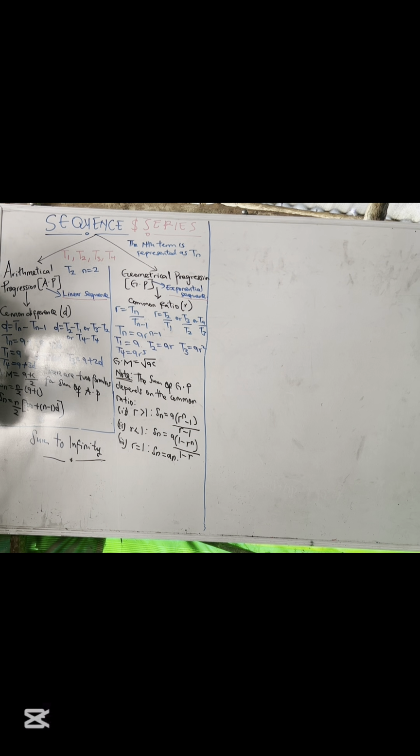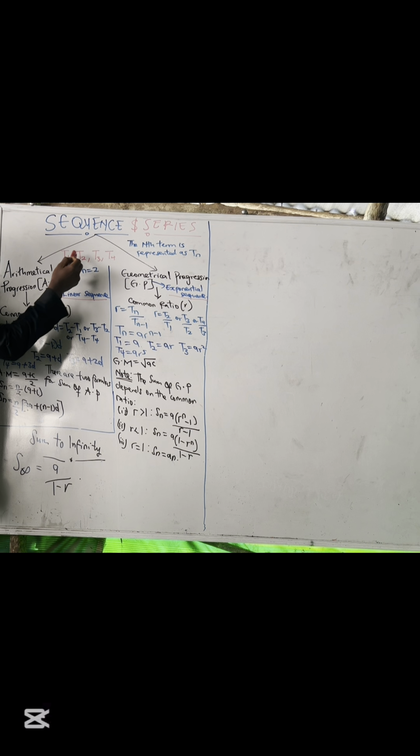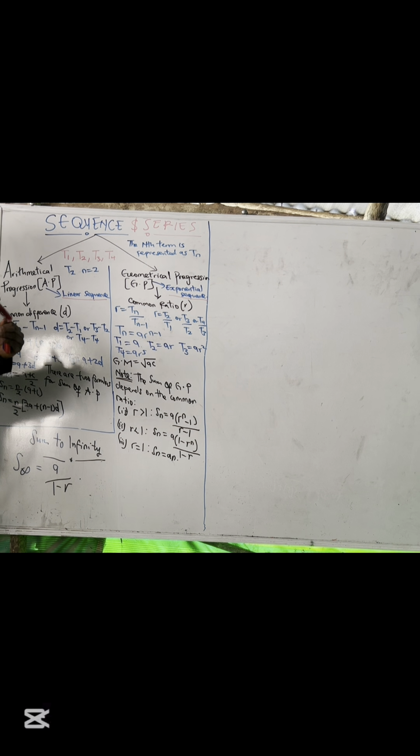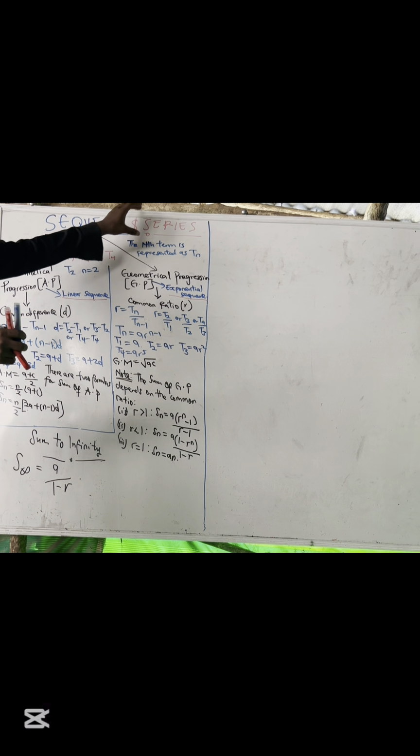And lastly, we have what we refer to as sum to infinity. The general formula for the sum to infinity, S infinity, is equals to A over 1 minus R. So therefore, guys, this is the summary of everything you have to know under sequence. Don't forget, we say that sequence is a set of numbers arranged one after the other, like the first number, second number, third number, fourth number, in which each number is gotten from the previous number by a particular rule. So the sum of sequence is called what? Series.